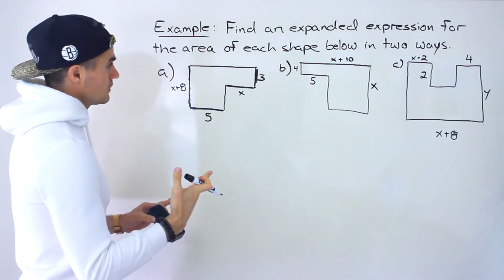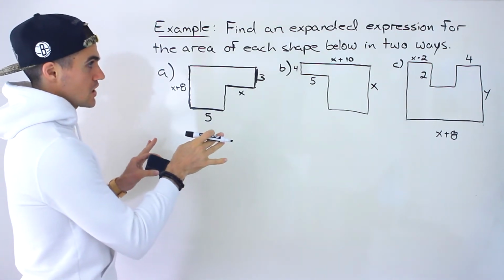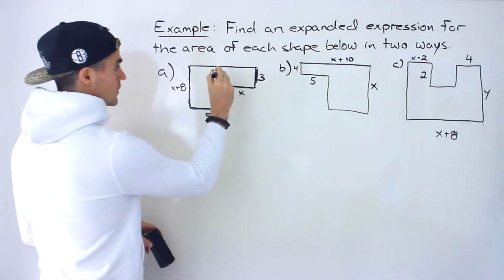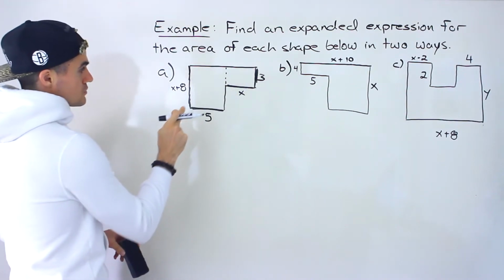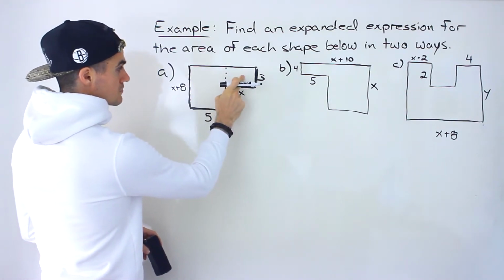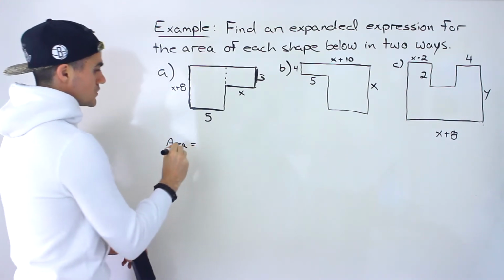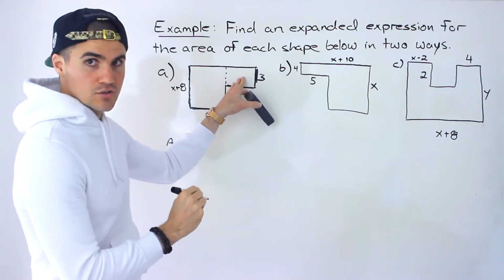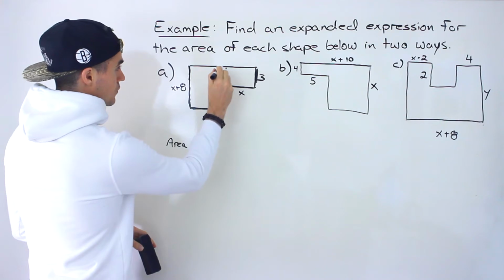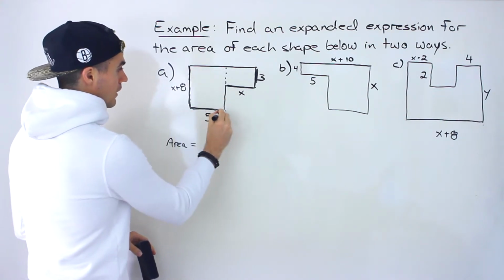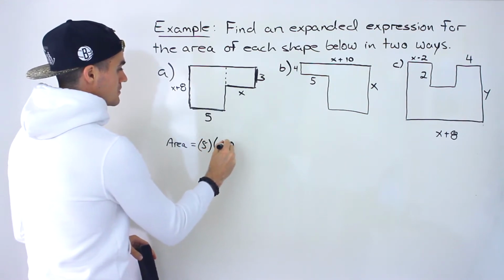Now with this particular shape, what I would recommend doing is splitting it up into two shapes. That's usually the way you go about these questions. So let's try splitting it up into two rectangles over here. Once you split it up, all you have to do is find the area of each of these rectangles and then add it up. And notice that we have enough information to do that, because for this rectangle here, we've got a length of 5, and then we multiply it by this length, which is x plus 8.